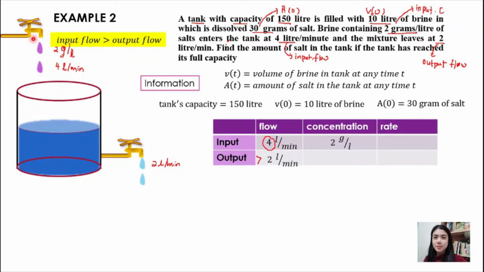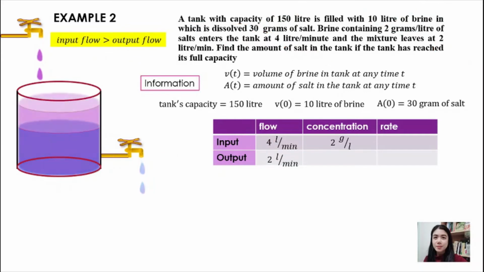And then you have the solution entering the tank at 4 liter per minute, and the solution is leaving the tank at 2 liter per minute. What happens to the volume of the solution in the tank? The volume of the solution in the tank will basically increase. If the volume of the solution is increased, what will be the Vt here?